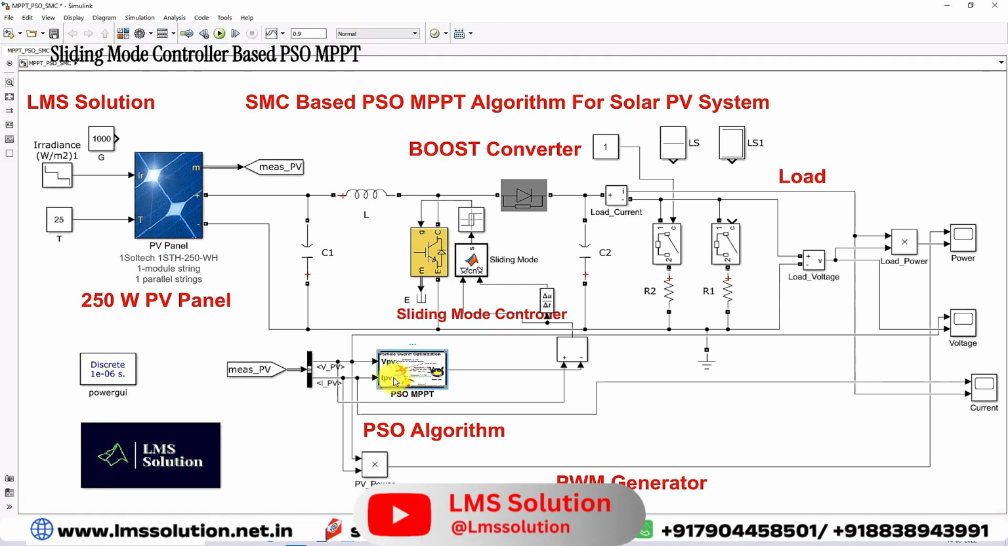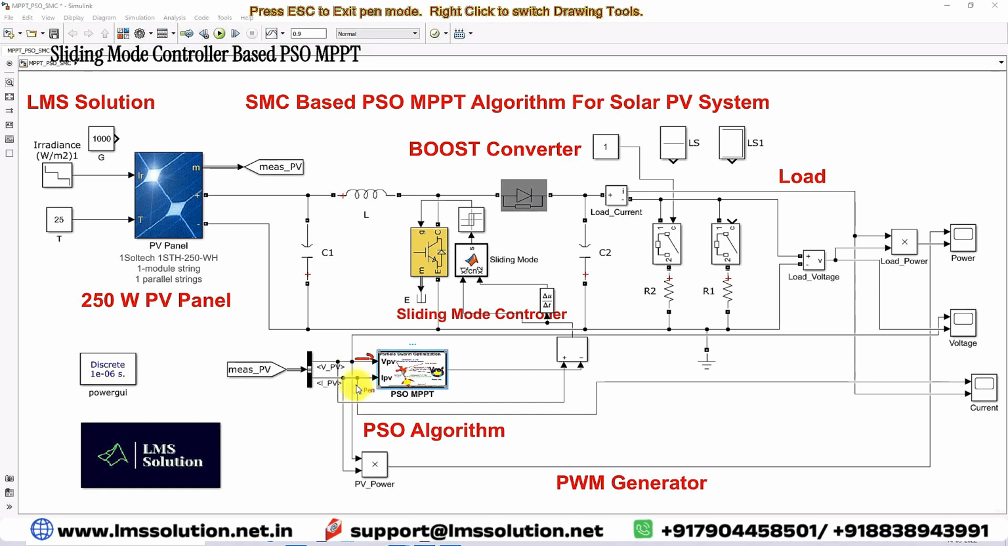The PSO MPPT receives two inputs, one is PV voltage and the other is PV current. This is nothing but the particle swarm optimization based MPPT. This MPPT will generate the reference voltage based upon VPV and IPV. This reference voltage is nothing but the reference voltage at the peak power, or the maximum power point, for the different irradiation condition.